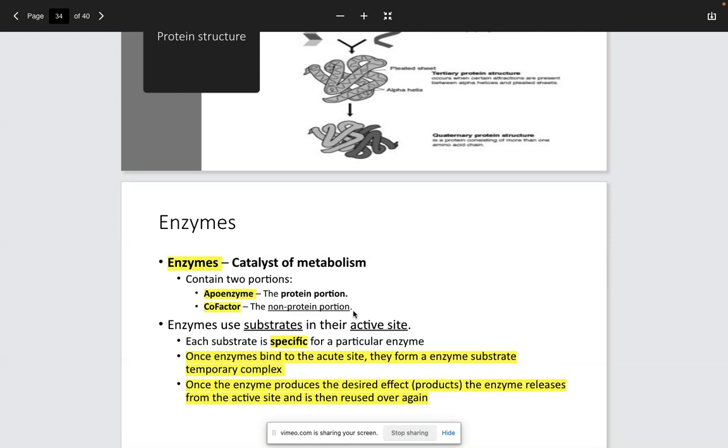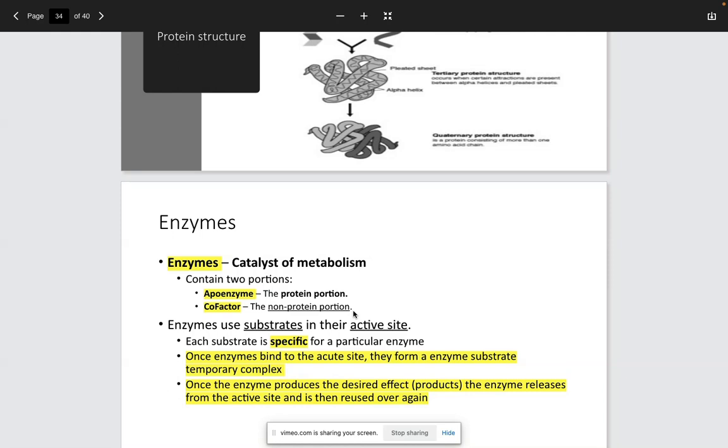This is also very important that I've discussed earlier on in this lecture as well as in class. Enzymes use substrates in their active site, right? Each substrate is specific for a particular enzyme. I use the example of amylase breaking down carbohydrates or sugar within the mouth. You have salivary glands which secrete amylase. This amylase is then going to break down sugars because they're specific for it, right? They're specific for this enzyme, or for this substrate itself.